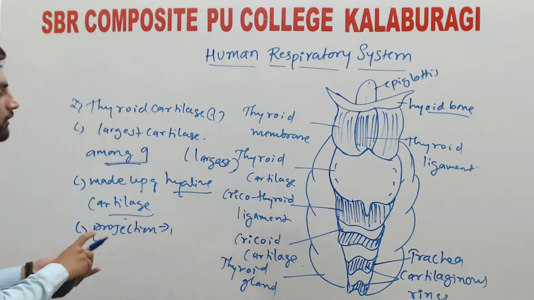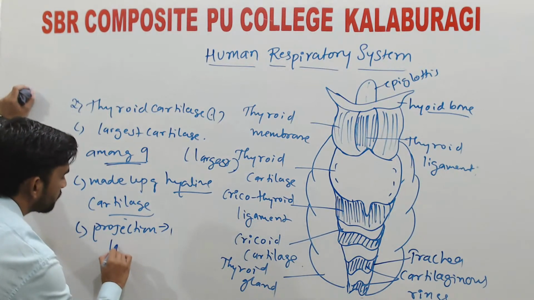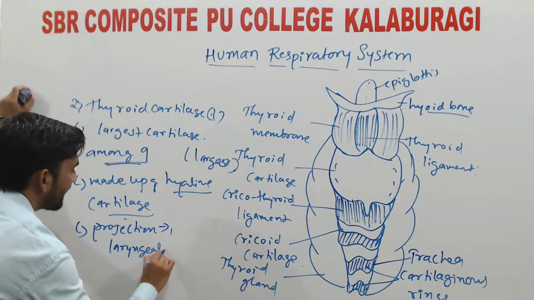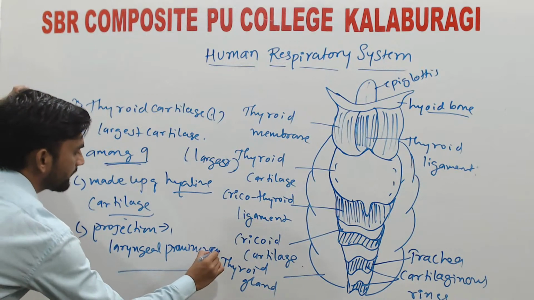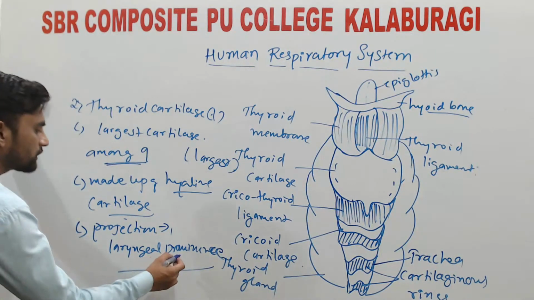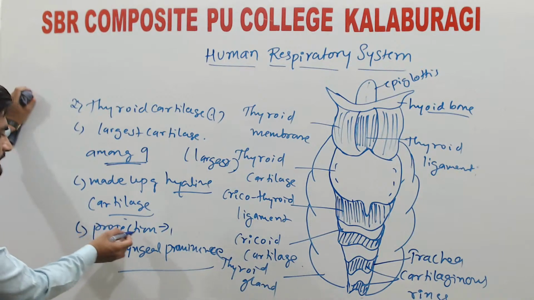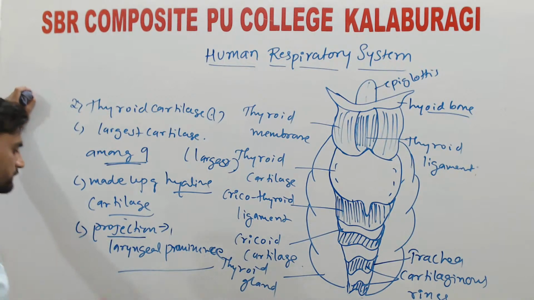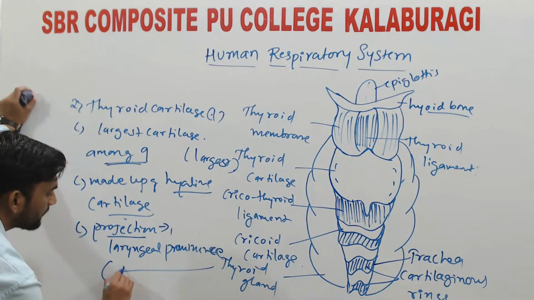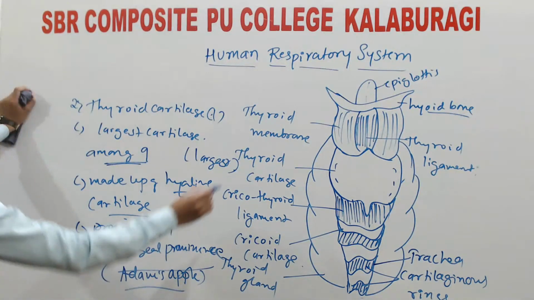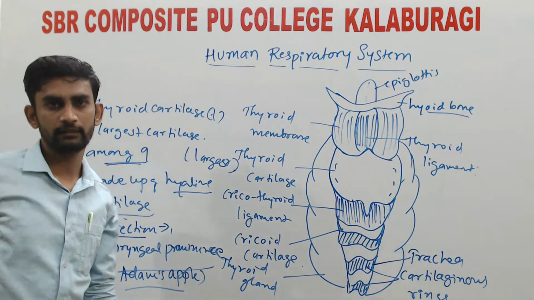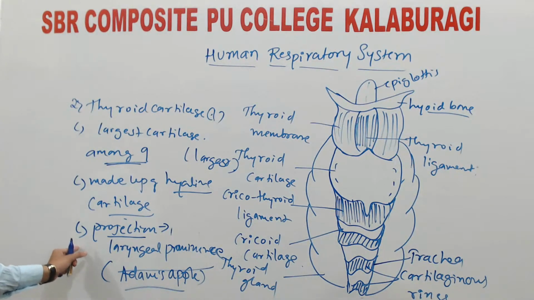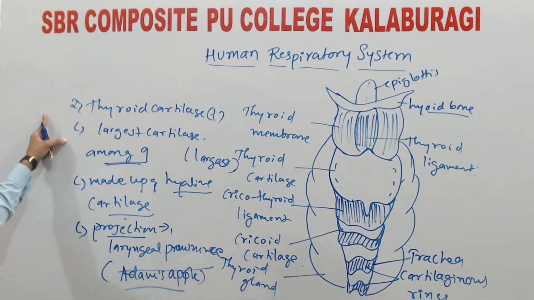The thyroid cartilage will have a projection. That projection we call the laryngeal prominence. Underline this word. This laryngeal prominence gets formed in the thyroid cartilage. It is nothing but a projection from the thyroid cartilage. We can also call the laryngeal prominence the Adam's apple. In this region it forms an Adam's apple. This prominence is more in men than in females. So this is the one-line information about the second one, the thyroid cartilage.